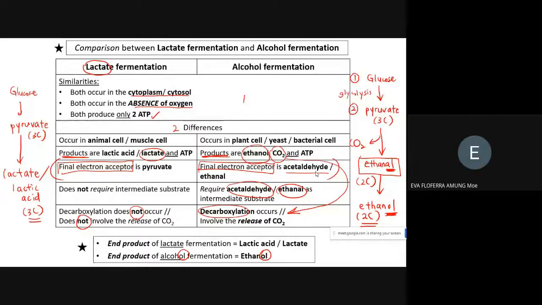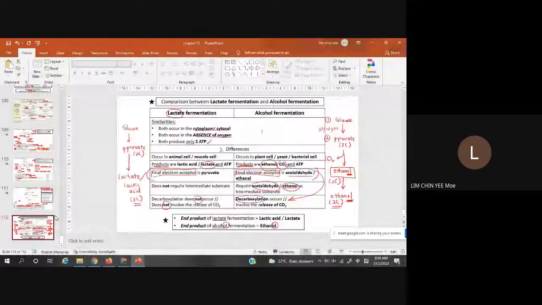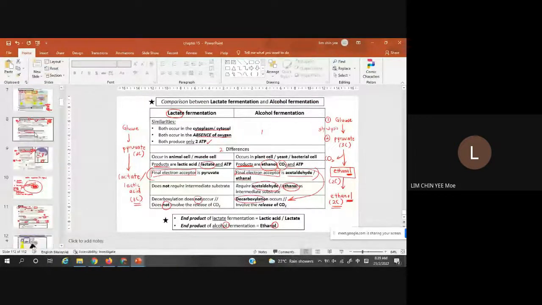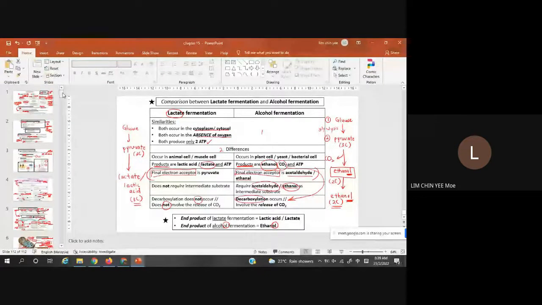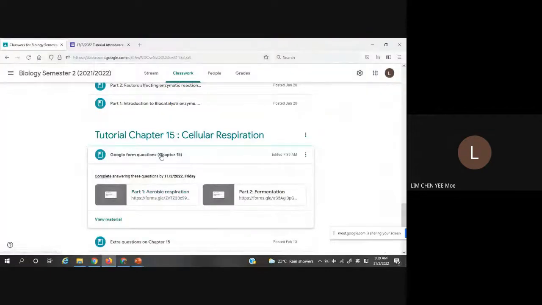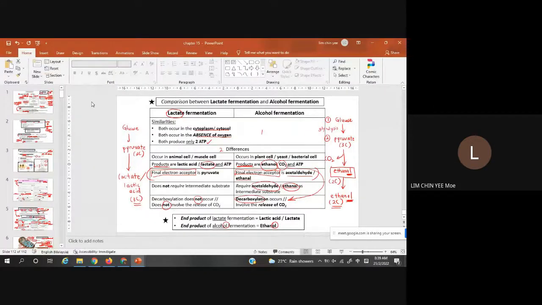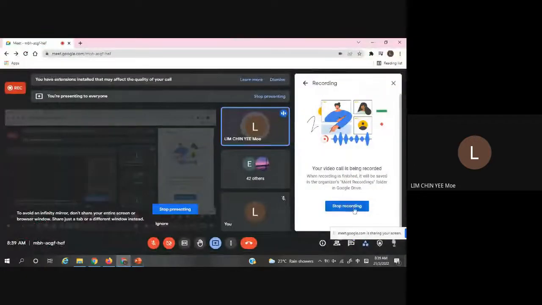Clear. Okay. All right. So, any question on cellular respiration? We are done for this chapter. If no question, then make sure you do the Google form. I mean, not this week, but during your holiday, so that you can learn the chapters all over again and try to revise everything again and test your understanding. Okay, and that's it for chapter 15.